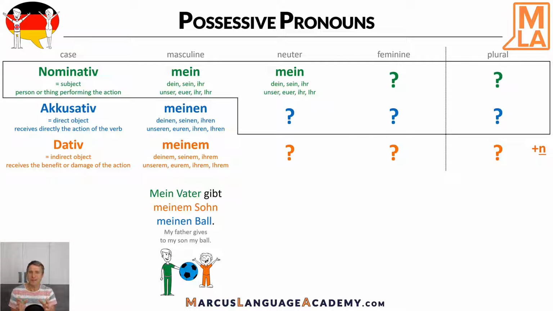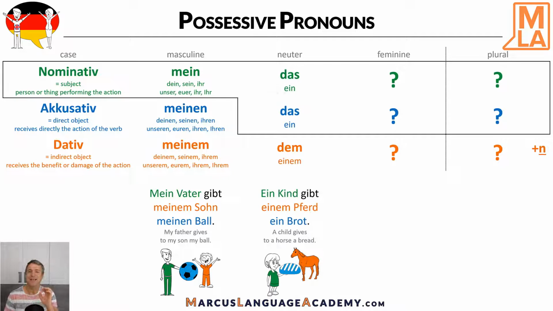So this means that in the nominative case there is no extra ending for all possessive pronouns, but there is an en in the accusative and an em in the dative case. So mein, meinen, meinem. And the other possessive pronouns, they do the same thing.